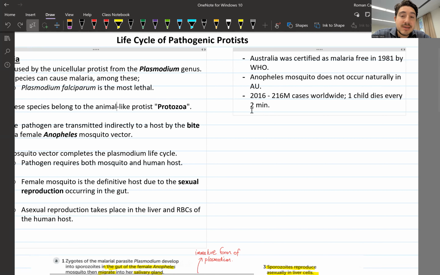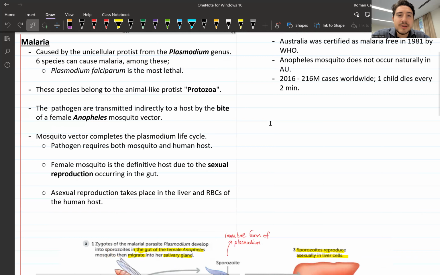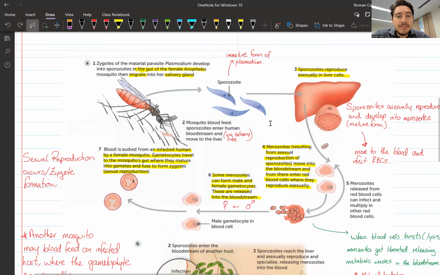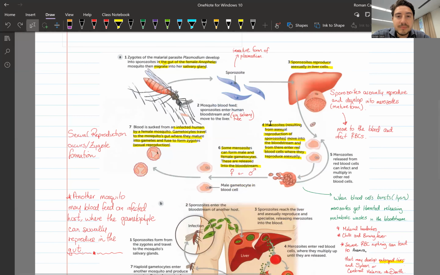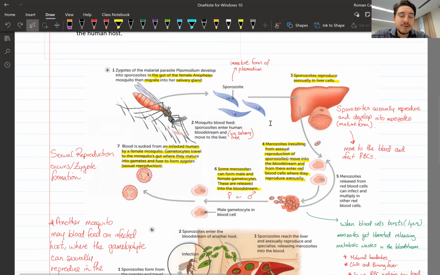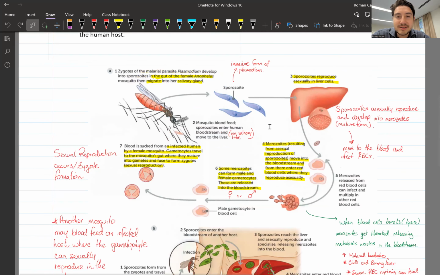In 2016, right, 216 million cases were recorded worldwide, and they've estimated that one child dies every 2 minutes from malaria cases, right? So that's quite interesting how this disease can work, and especially on children, right? So it is a big problem that needs to be, I don't want to say addressed, because they are trying to find methods of eradication, right? It's a work in progress, if I can say.